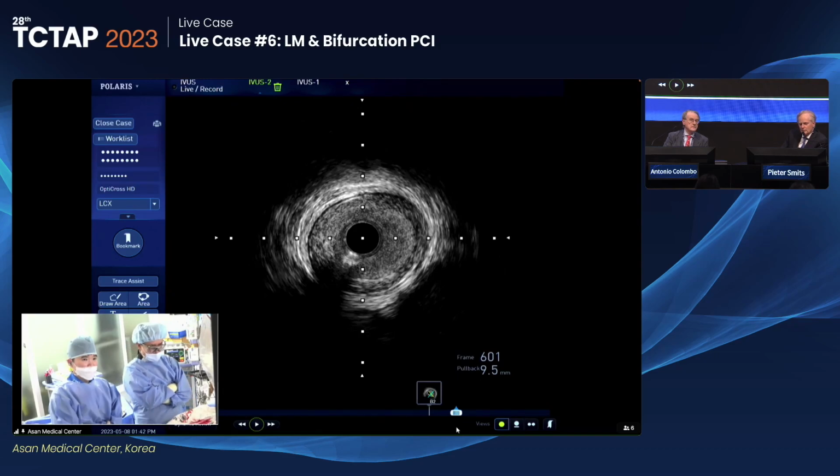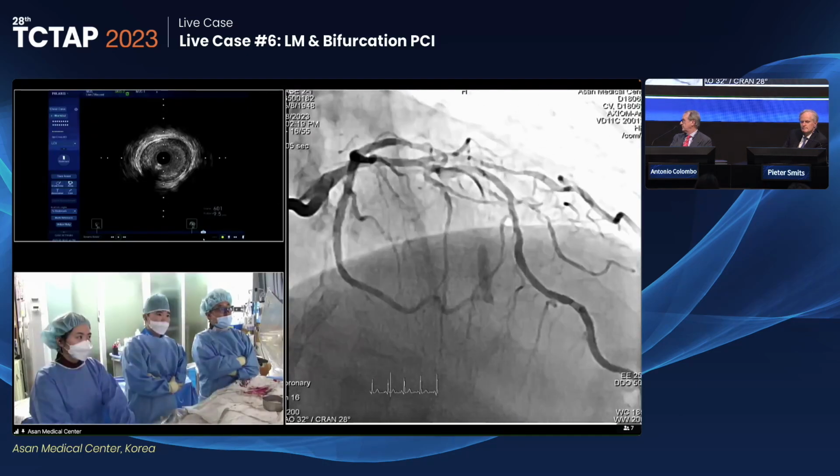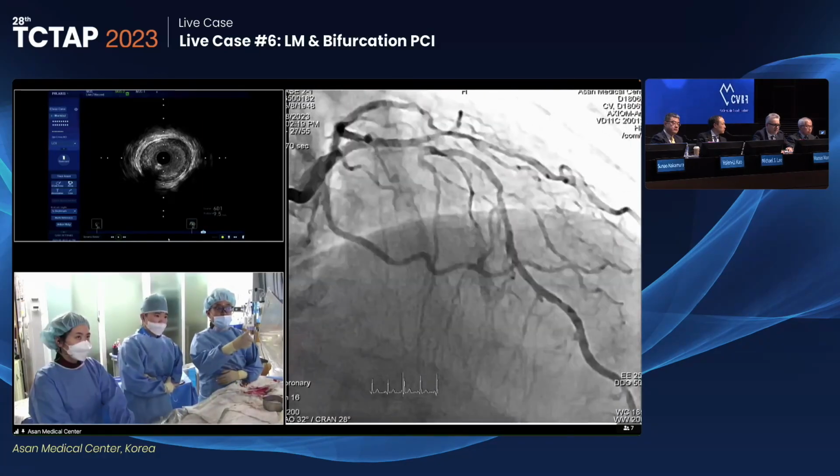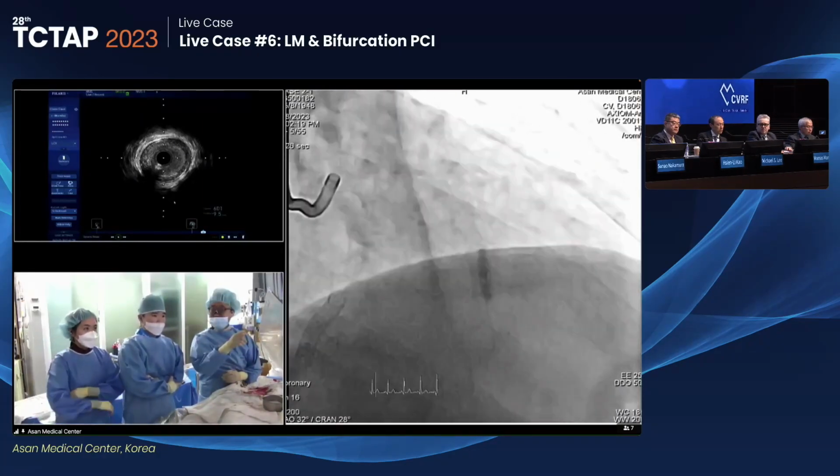I was also amazed by the fact that the mid LAD looked quite normal. The landing zone of your stent in the mid LAD could be very good. What was the MLA of the distal left main stem? I appreciate there's a lot of plaque burden, but the MLA doesn't look too bad. Could you measure the MLA of the distal left main?